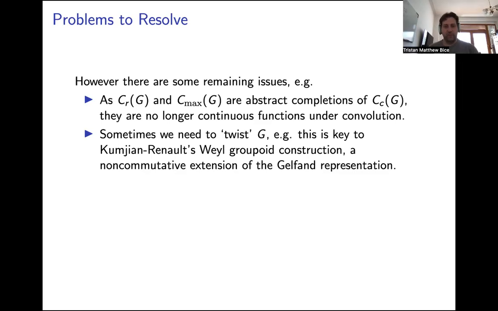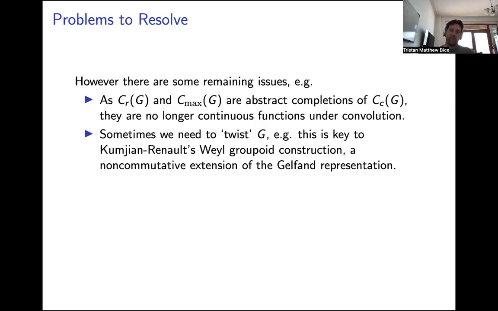But another issue before we get to that is that sometimes you want to be able to twist your groupoid in a certain way. And this particularly comes into play when you want to have some kind of generalization of the Gelfand representation. Kumjian-Renault have this very important Weyl groupoid construction, and the idea is that you start with some C-star algebra, some nice Cartan subalgebra, and from that you define a certain groupoid. However, the groupoid that they define is not, strictly speaking, just a groupoid. It comes with a certain twist.